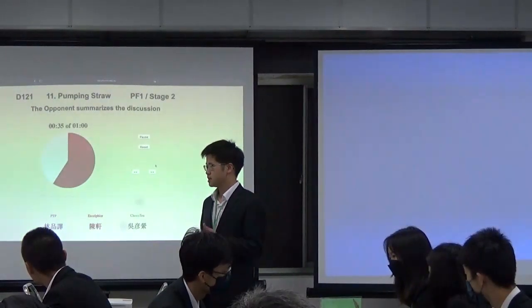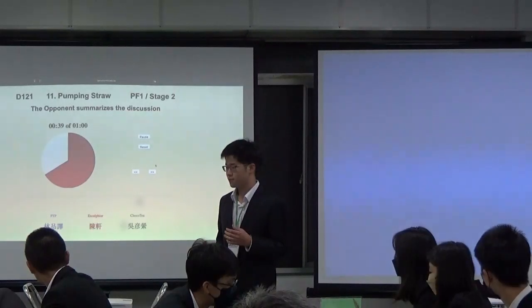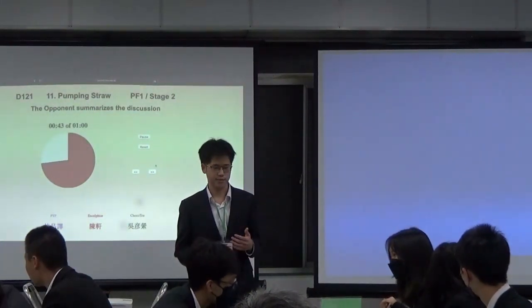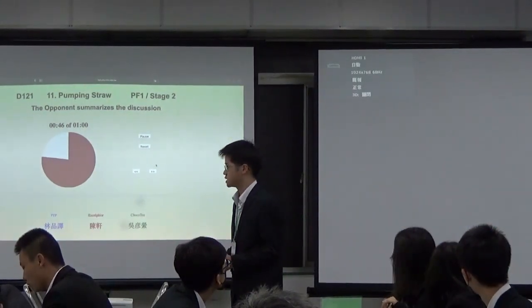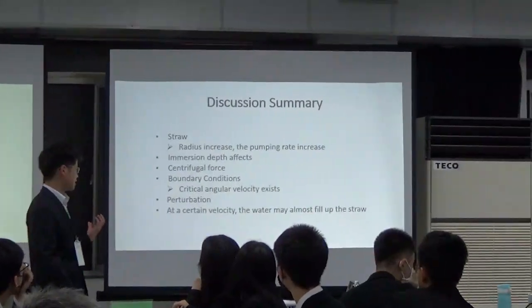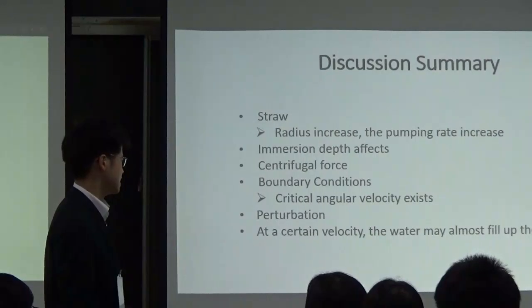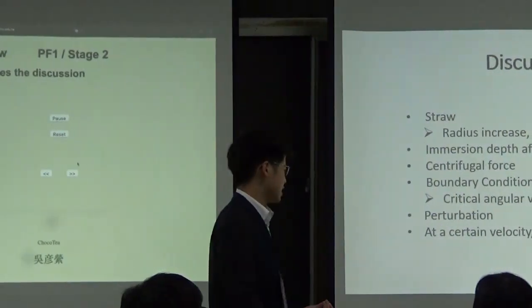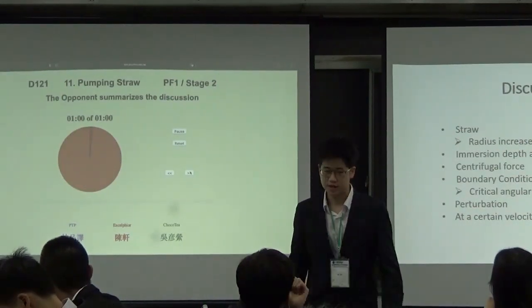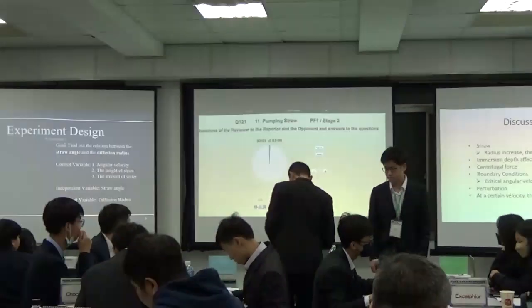And then the report thinks that the turbulence and the vortex may cause the deviation, and the opponent agrees with it. And also, the report believes that there will be a critical angular velocity, and the opponent agrees with it. At a certain angular velocity, the water may almost fill up the straw. And reviewer, you have 3 minutes to question.